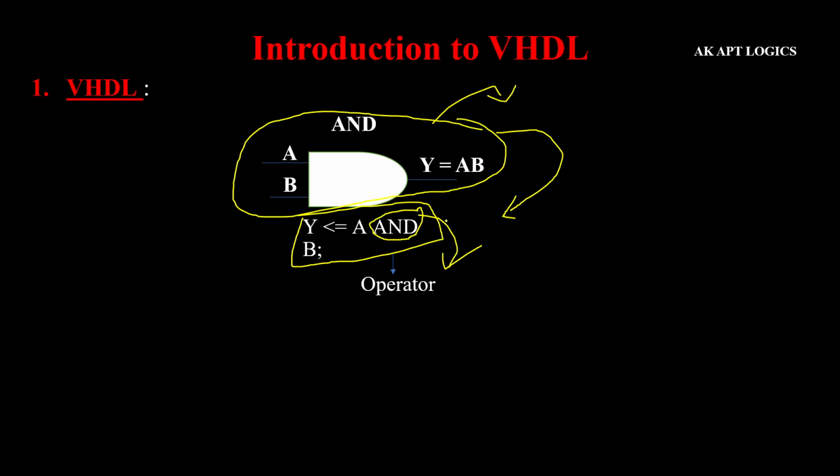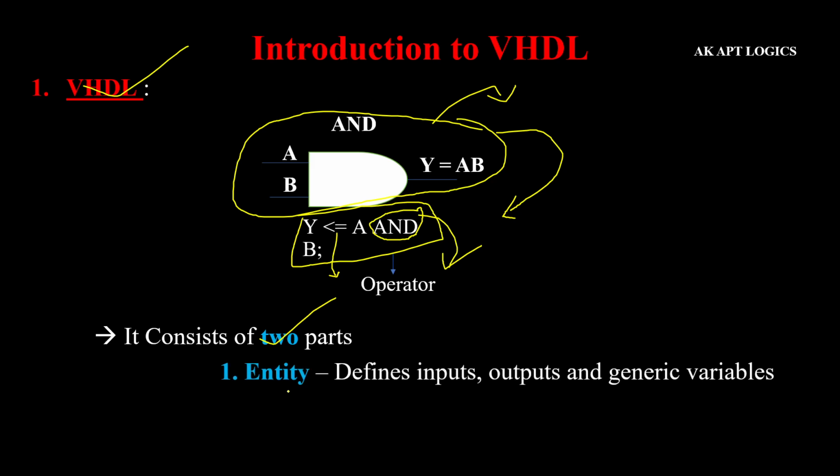Okay, this is one style. This style is dataflow. Where this and is a keyword, and where this less than or equal to is an assignment operator. Okay, this is the assignment operator, less than or equal to. VHDL code consists of two parts.